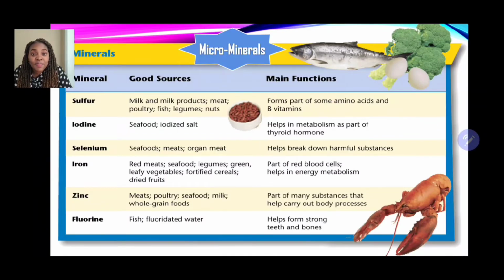And the last trace mineral is fluorine. Now, good sources include fish or fluorinated water. And what fluorine does is to help what? Form strong teeth and bones. So you will notice that most minerals are common in certain types of foods, right? Such as the legumes and nuts, such as poultry, milk, and also milk products.